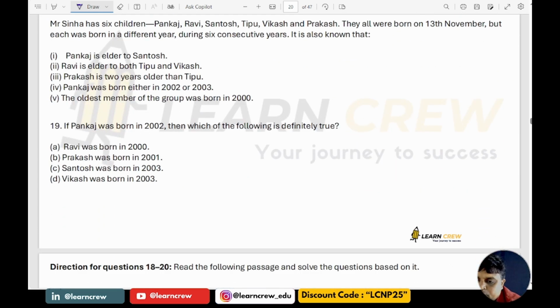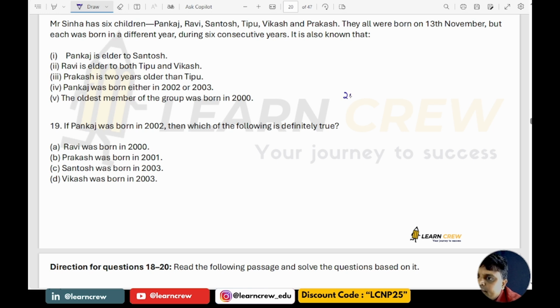Next, question number 19. It is given that Pankaj was born in 2002 or 2003, then which of the following is definitely true? Definitely true. So please see here.